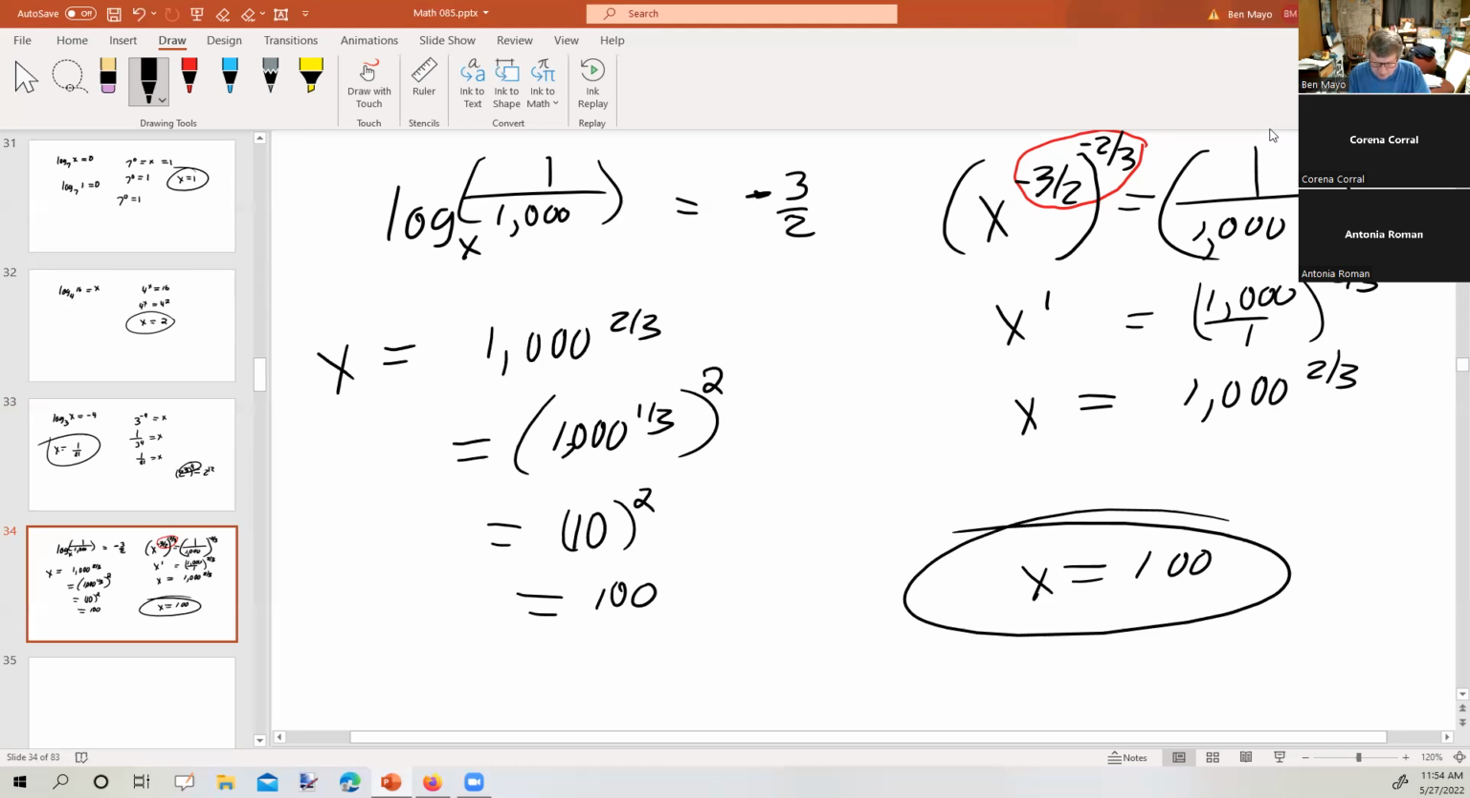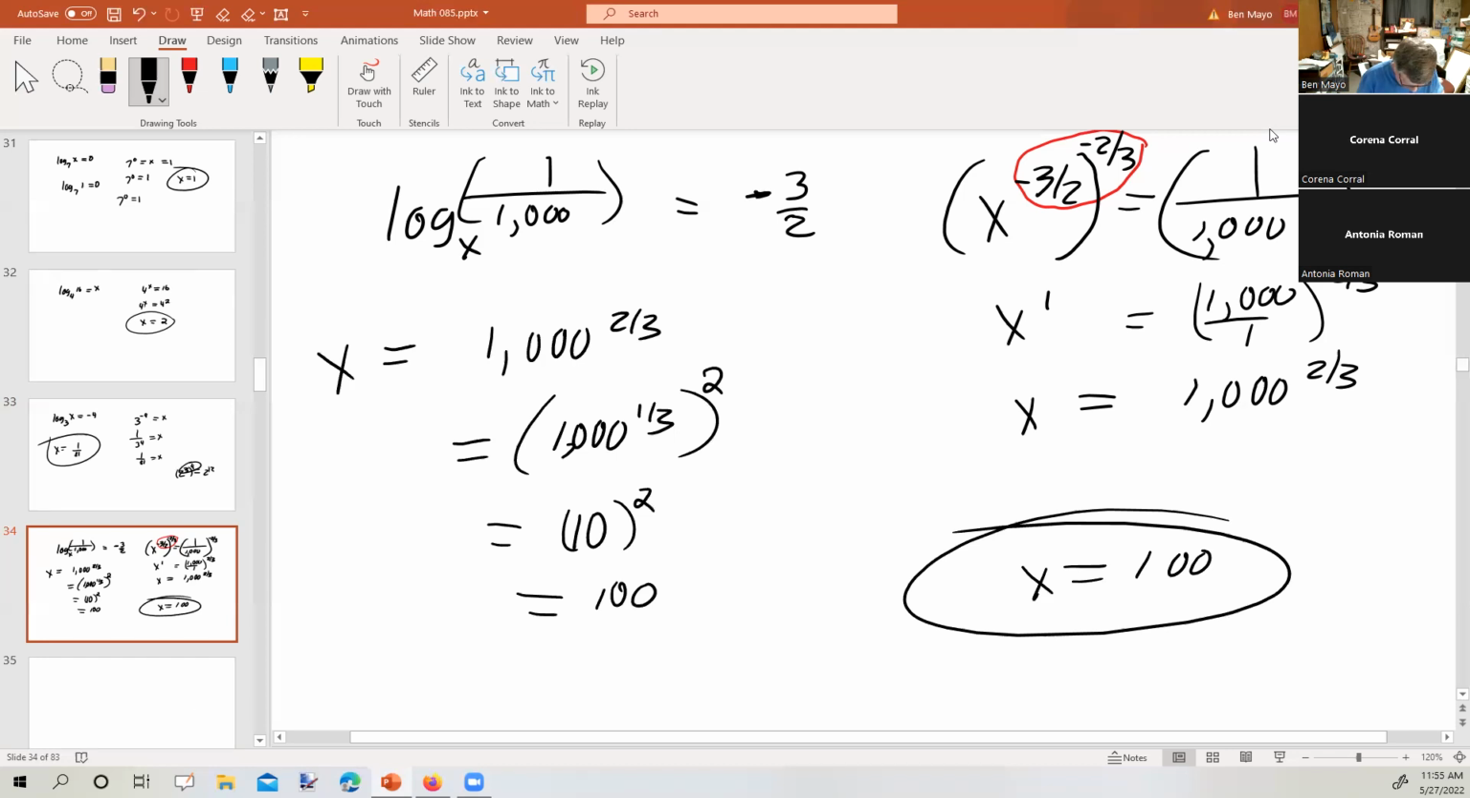So log base 100 of 1,000th is -3/2. Did I lose you there somewhere? No. Okay, we good to go on? All righty, I'll take that as a yes.